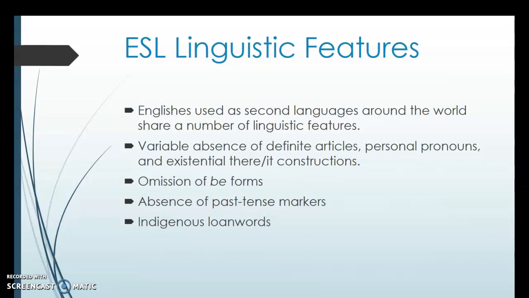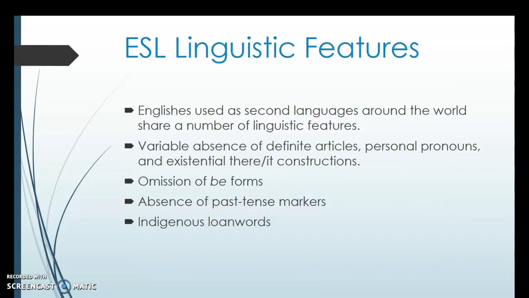It's also common to see an absence of to be verbs and past tense verbs. And each second language speaker imbues their use of English with familiarity by incorporating loan words from their native language. So in other words, the English we encounter in South Africa is not the same English we encounter in China. And this leads us to what we know as national varieties.